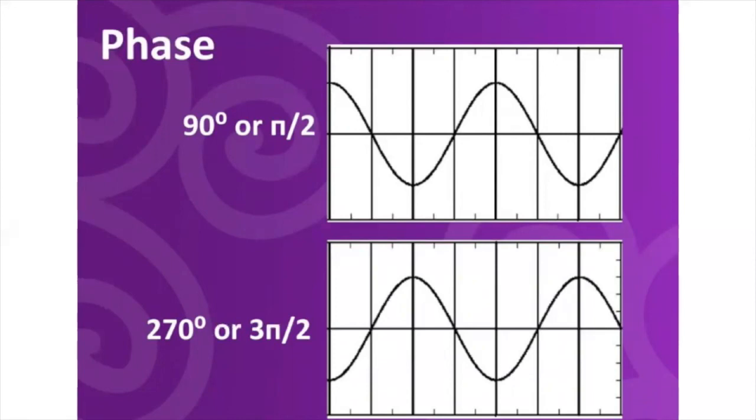So if this point goes here, it's 90 degrees. If it goes here, then it is 180 degrees. If it goes here, then it is 270 degrees. And if it goes back, it is 360 degrees, which is also equivalent to 0 degrees for the other wave.